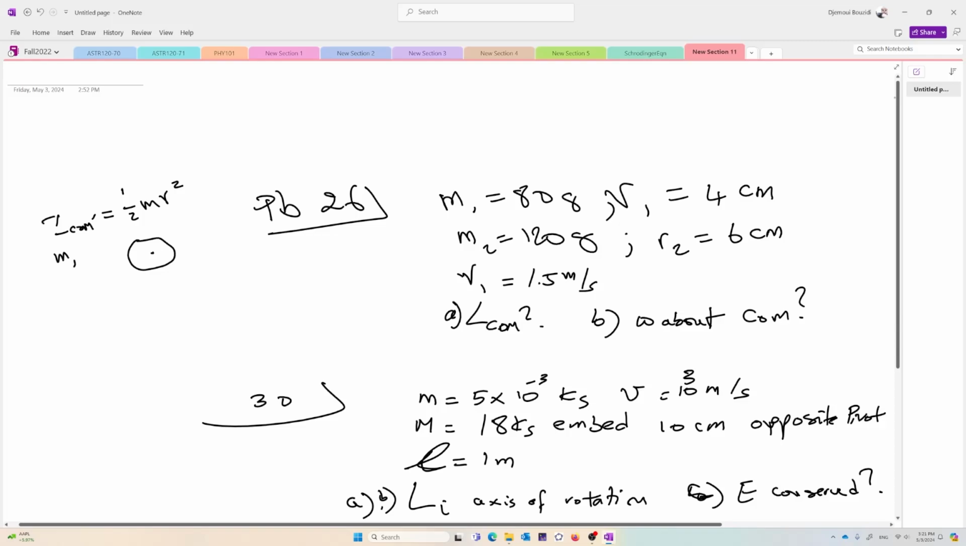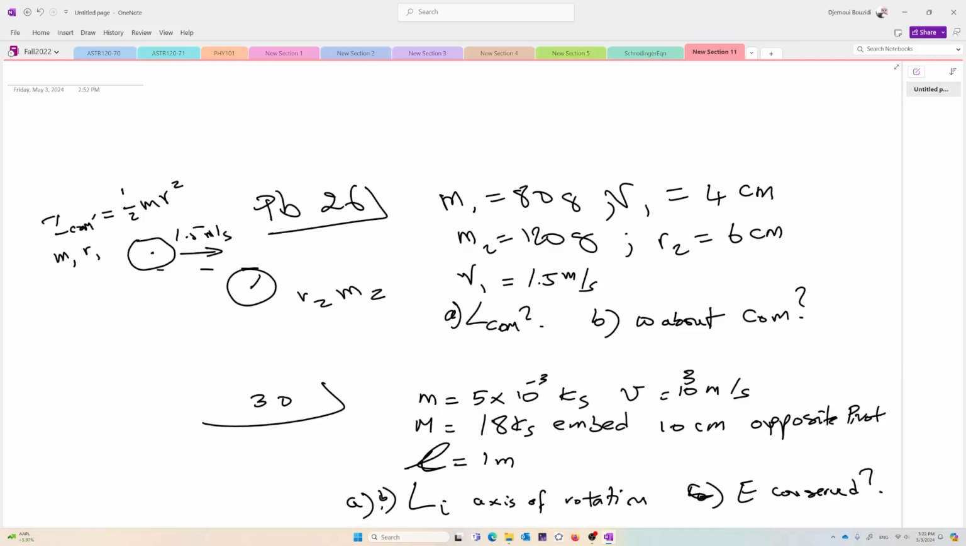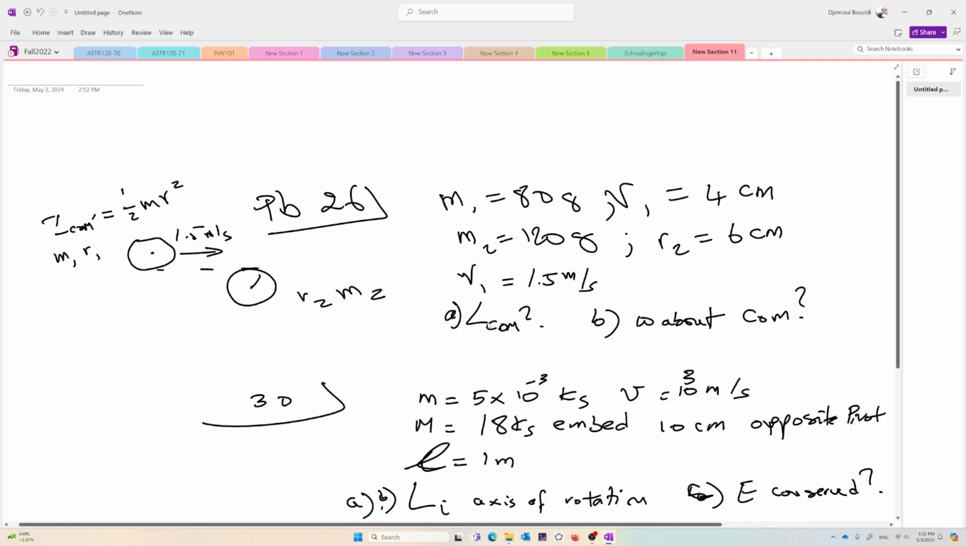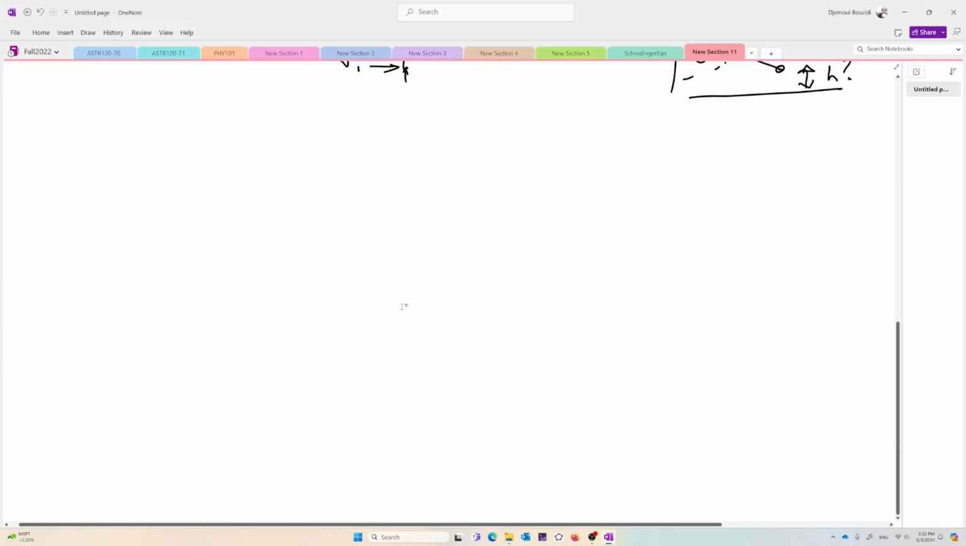This one is m1, its radius is r1, and it's traveling with a velocity given to be 1.5 meters per second. And the other one, which is sitting, minding its own business, has a radius r2, which is 6 centimeters, and a mass m2, and they stick and they turn. So the first question, honestly, was asked about the angular momentum with respect to the center of mass, not with respect to the center of the second disk. So we have to be careful, and that's how we calculated it last time, and that's wrong. So let me answer the question correctly then.